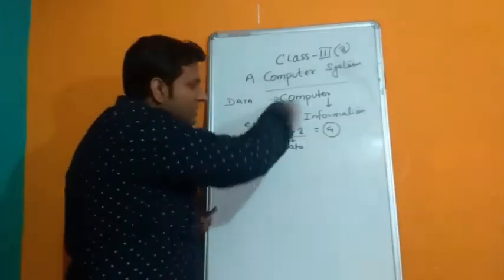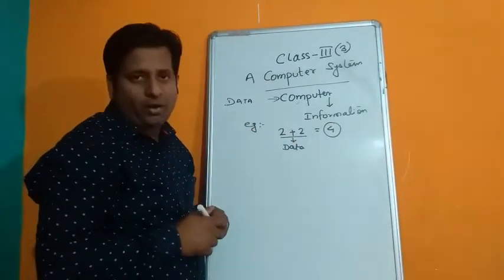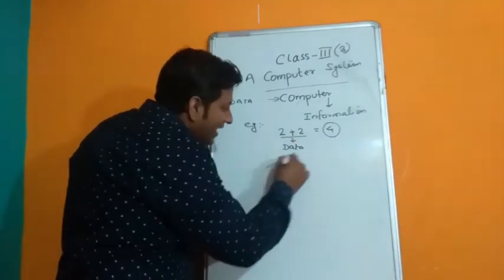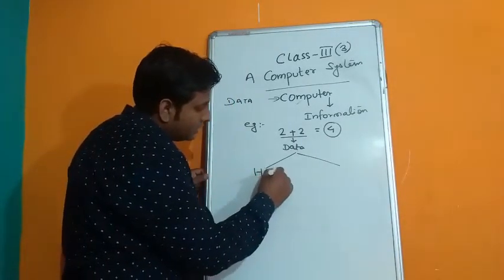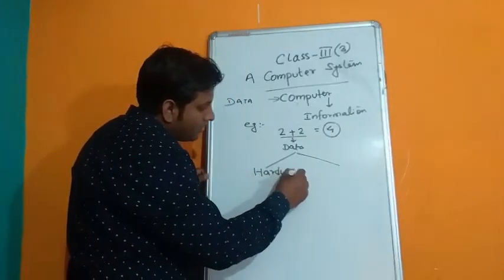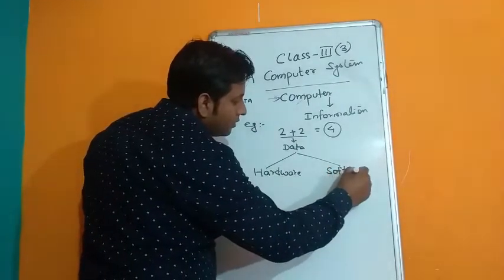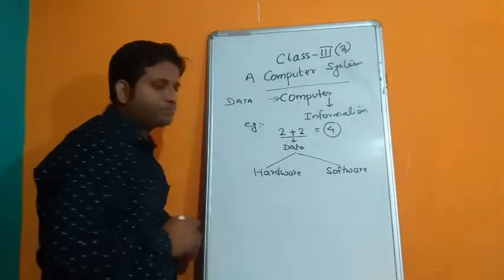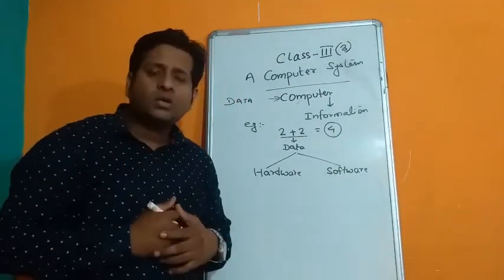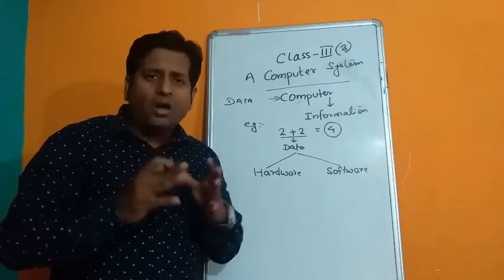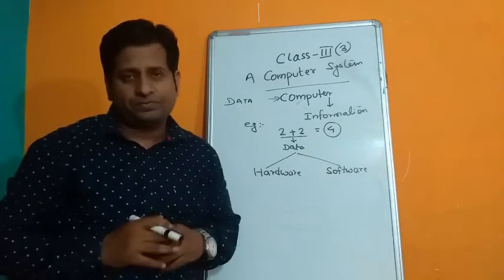Now, to do these things, overall calculation, what component is required? Those components are categorized in two parts. That is hardware and software. So children, let me tell you what is hardware and what is software. Hardware are the parts of a computer which we can touch.